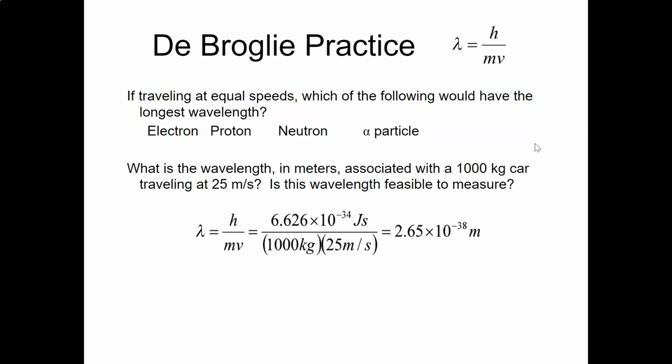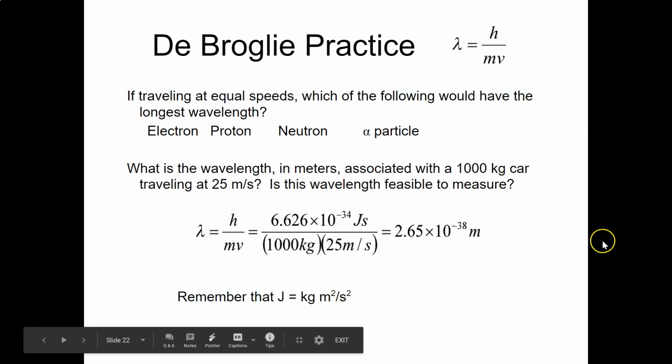Second question, here's the answer to it. What if we look at something that is tangible to us, like a car? What's the wavelength in meters associated with a 1,000-kilogram car traveling at a speed of 25 meters per second? Look at the wavelength that's associated with that. That's so incredibly small. It's like, why bother? There really is no need to measure a wavelength associated with a particle like that.